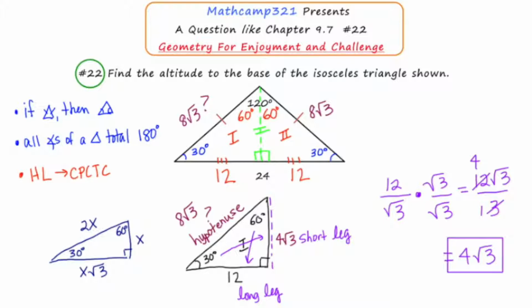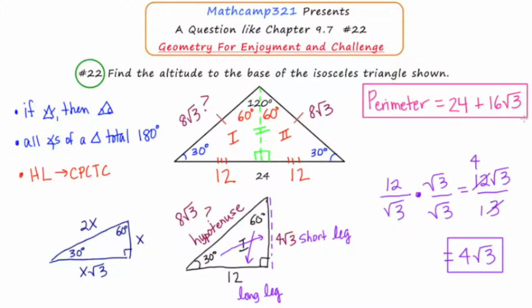And just to further torture you, let's add another question on. Let's say I wanted to find the perimeter of this triangle. The perimeter would be when you add up all the sides. And I'm talking about the big triangle, not the two smaller ones on the inside. But the perimeter is going to be 24, which is the base, plus 8 root 3, plus the other 8 root 3, which is 16 root 3. And these cannot be combined because they're not like terms.